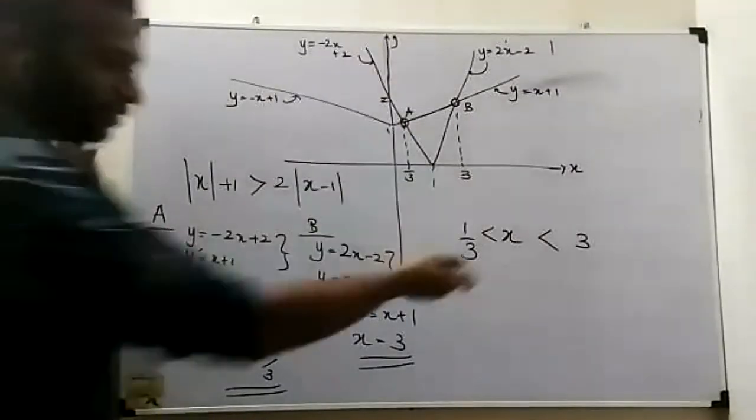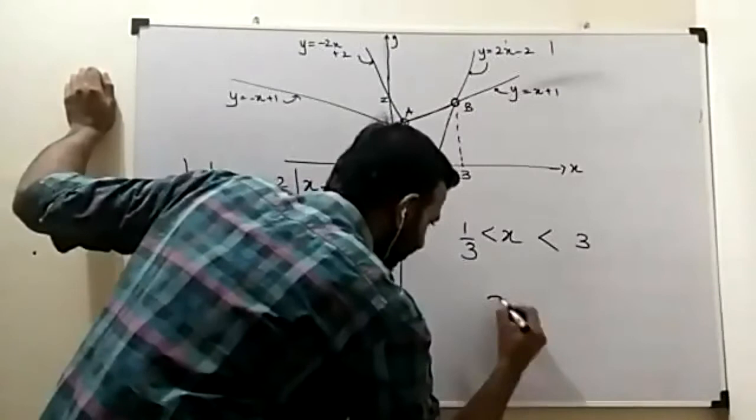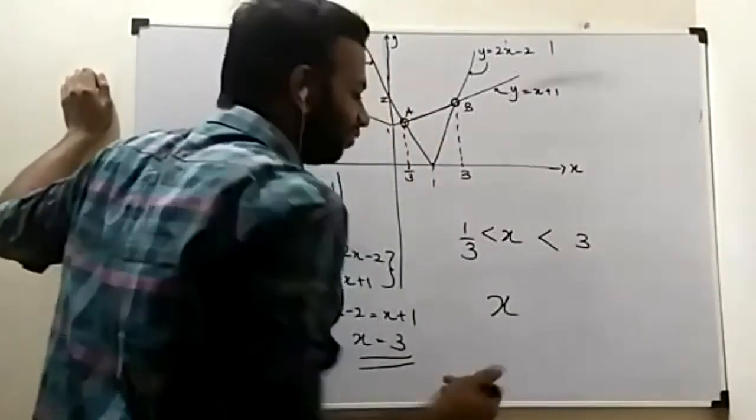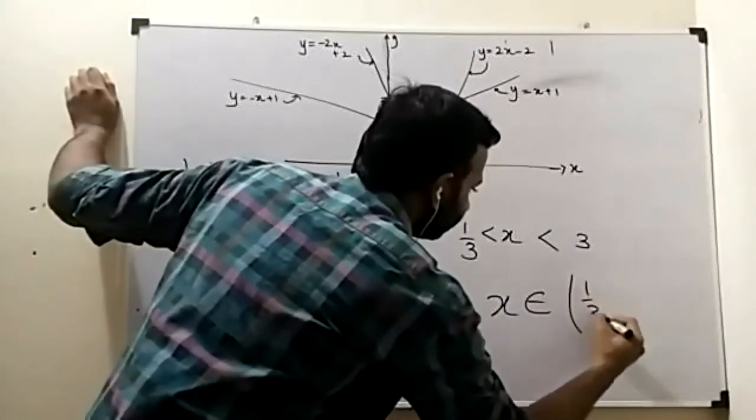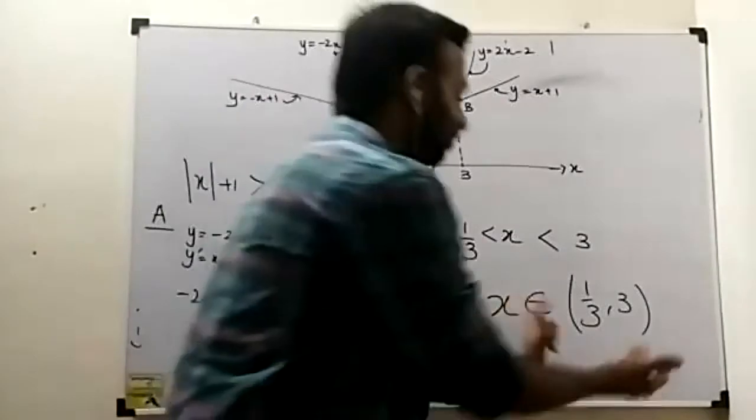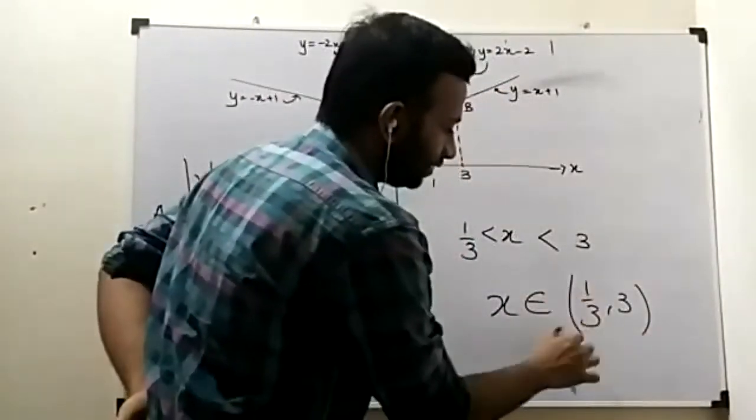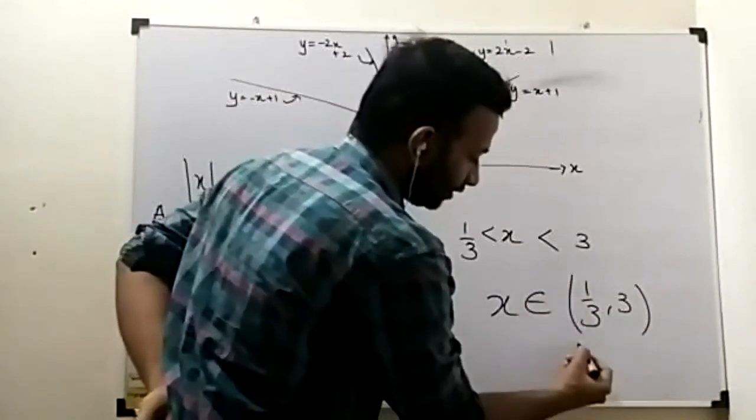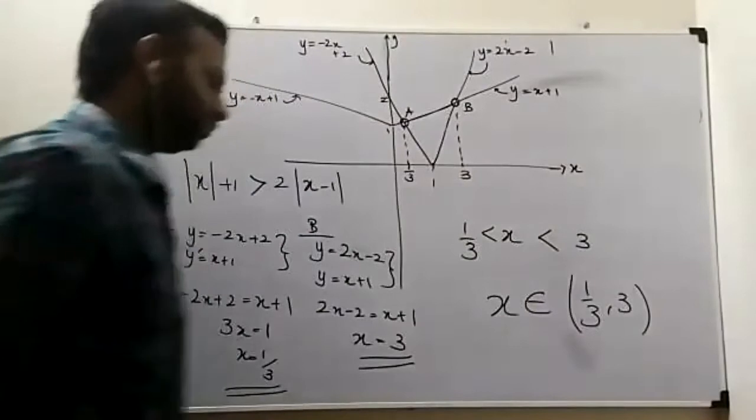And for the marks, this also gets 5 marks. And if you want to do it a bit differently, you can write this as well: x is an element of the range between 1 over 3 and 3. The round bracket indicates it's not equal to 1 over 3. If it's equal, you get the square bracket. So either of these would be the correct answer.